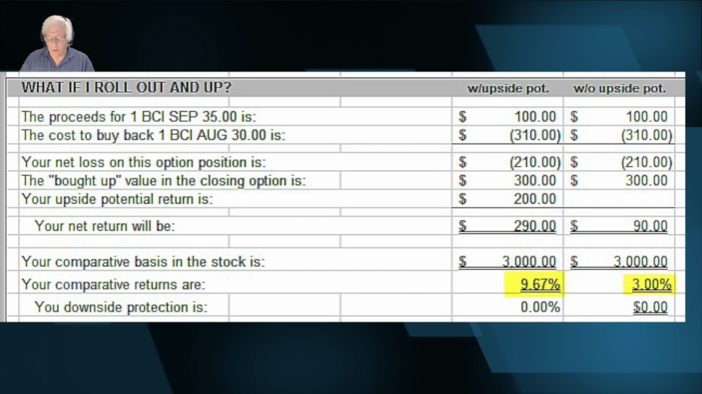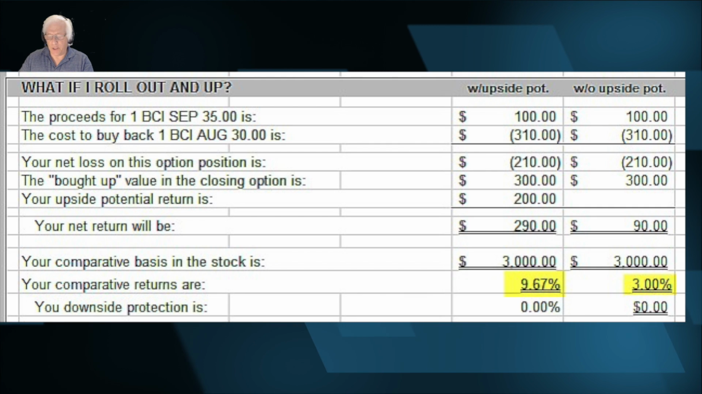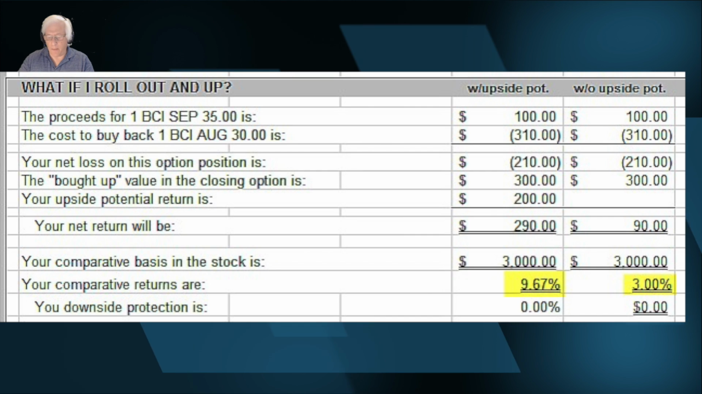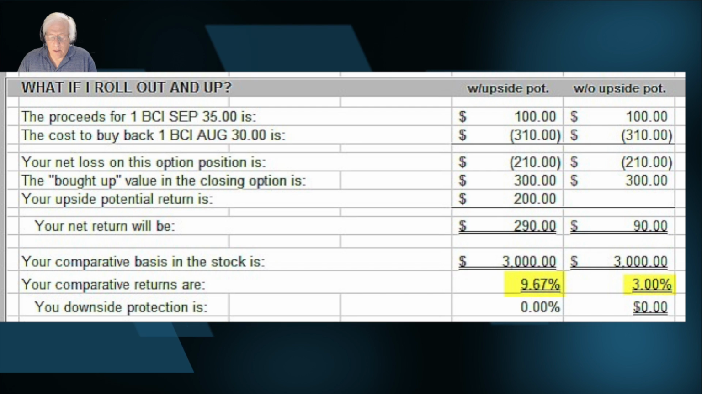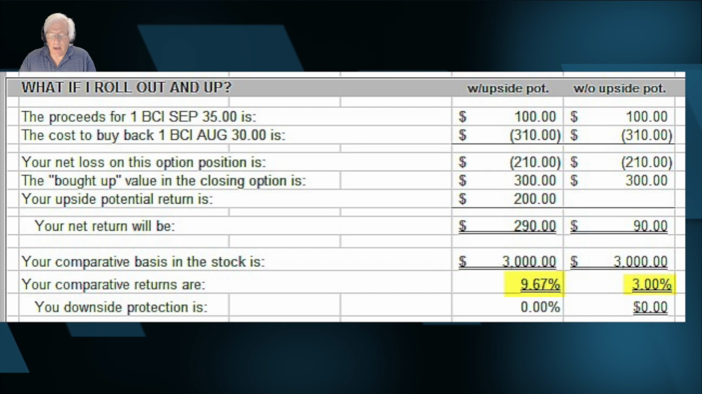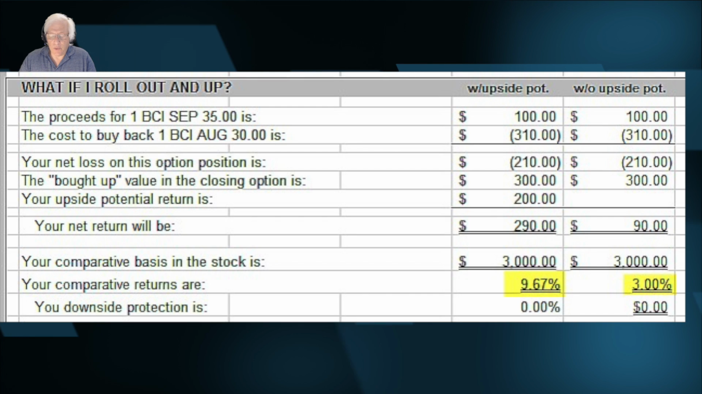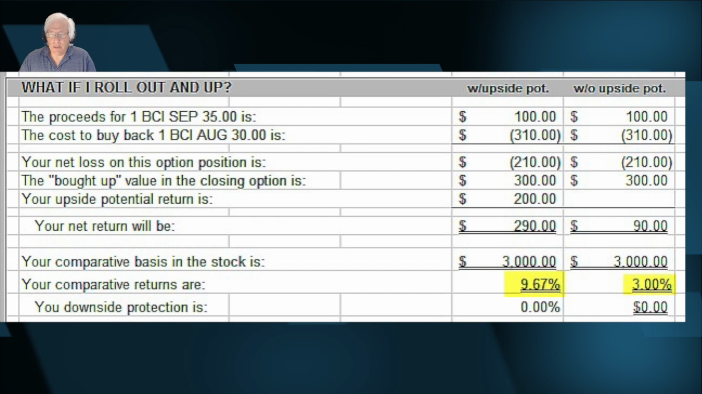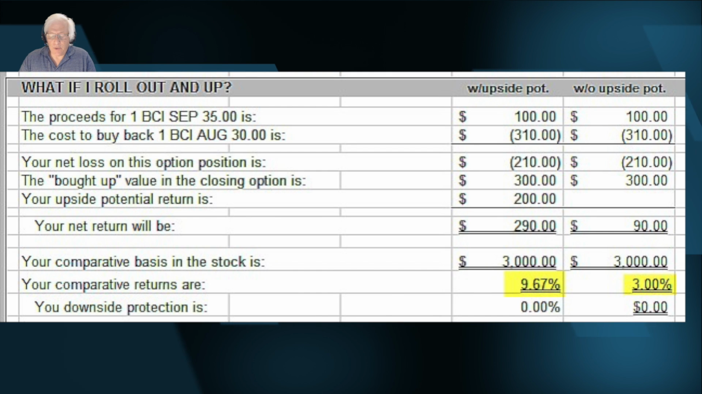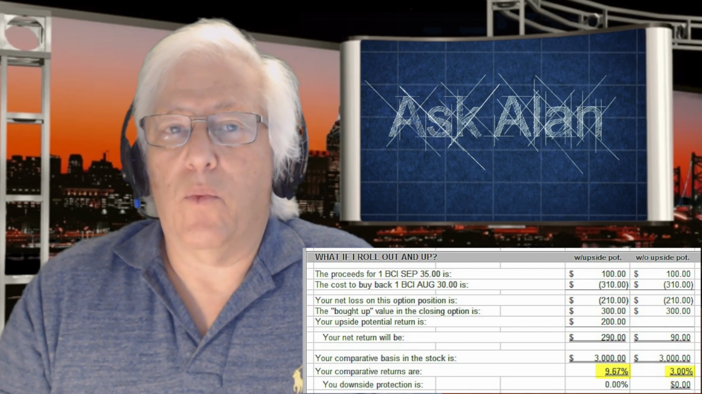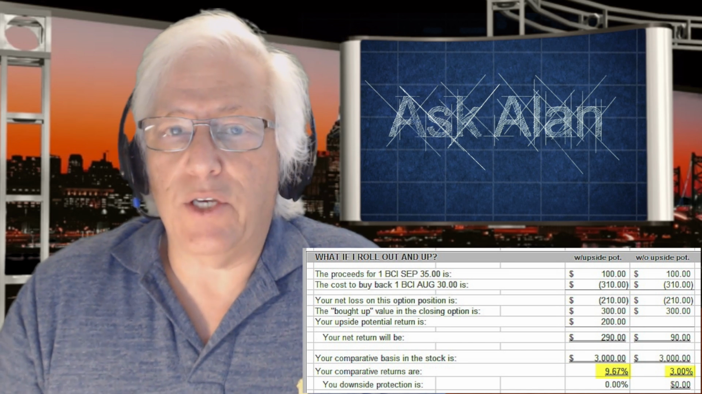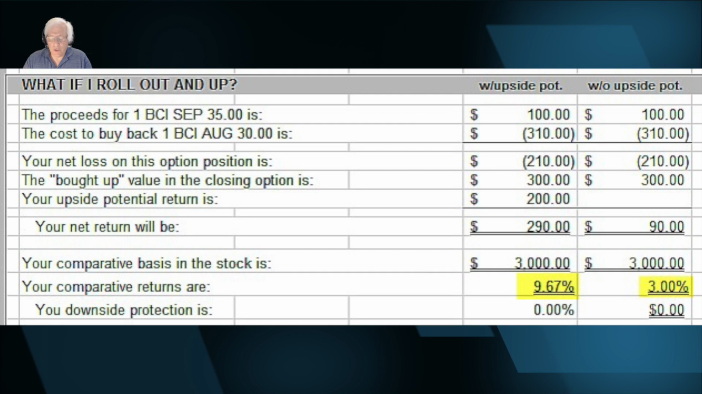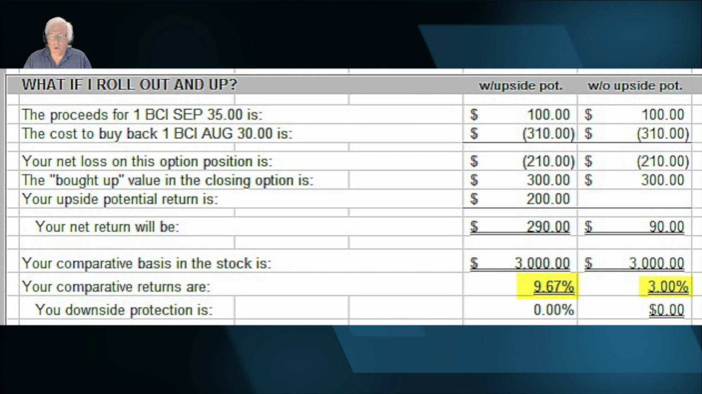Okay, let's then move on to the second possibility, rolling out and up. You can see on the spreadsheet here that rolling out and up results in an option debit of $210. It cost us $310 to buy back the option, and we're generating $1 or $100 per contract when we sell the next month's out of the money strike. So we actually have an option debit, but our shares are no longer worth 30, are they? They're worth 33 because we've removed that ceiling of $30 from the previous month's strike.